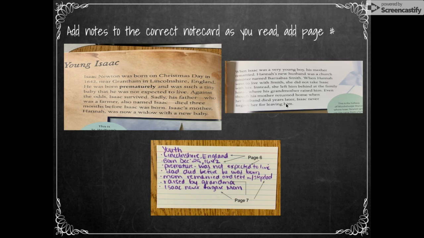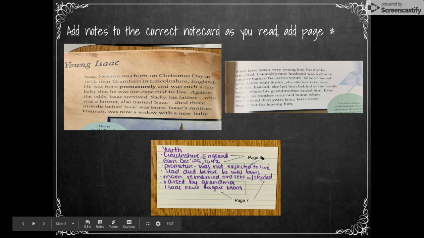Then from this page 7, my last 3 are from there. The mom remarried and left with the stepdad. So he was raised by his grandma, and he never forgave his mom for leaving him. So I took some of the key details from this one and put it in my own words.